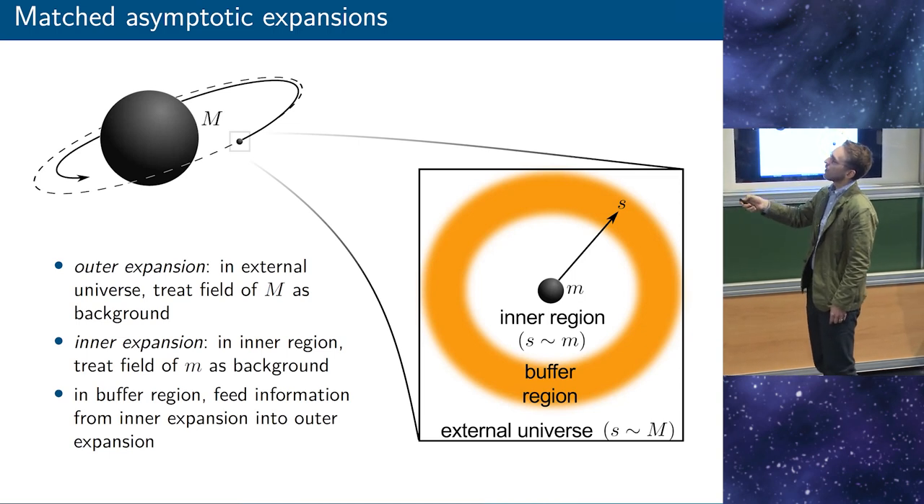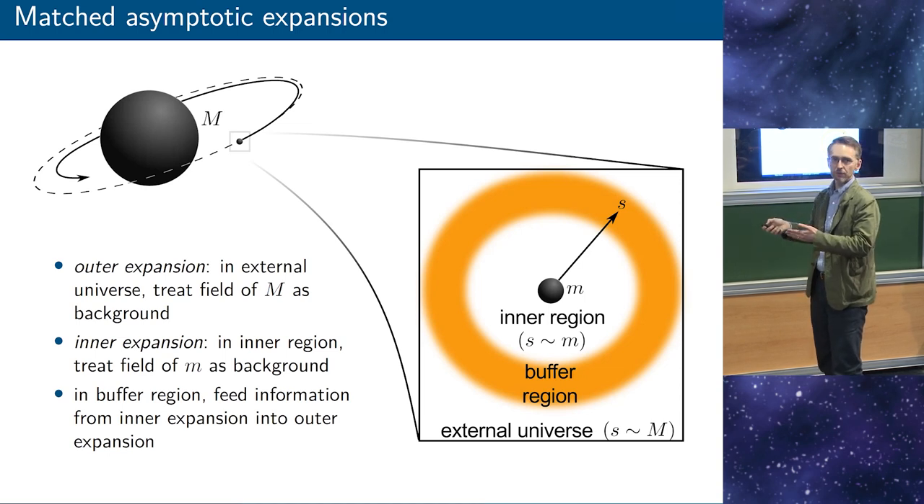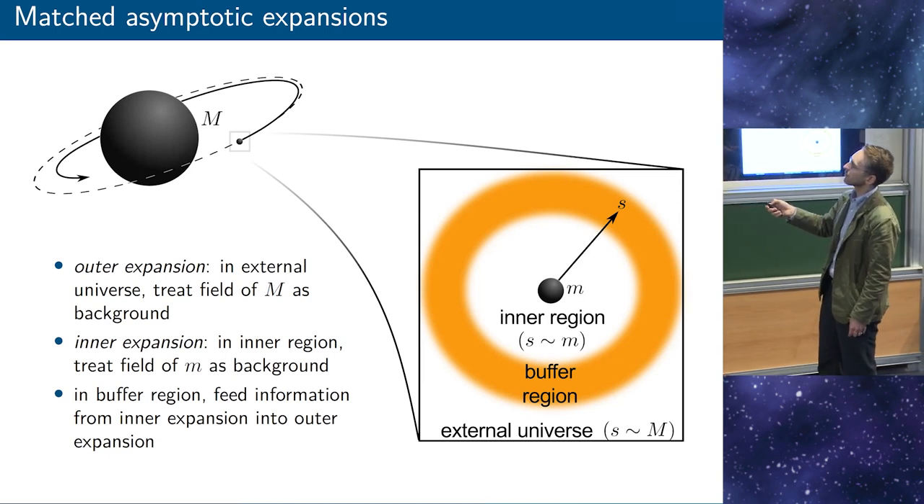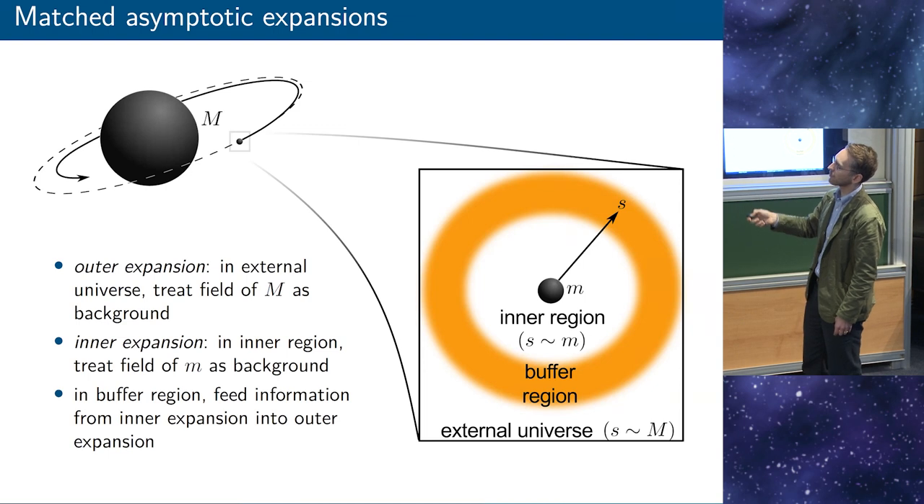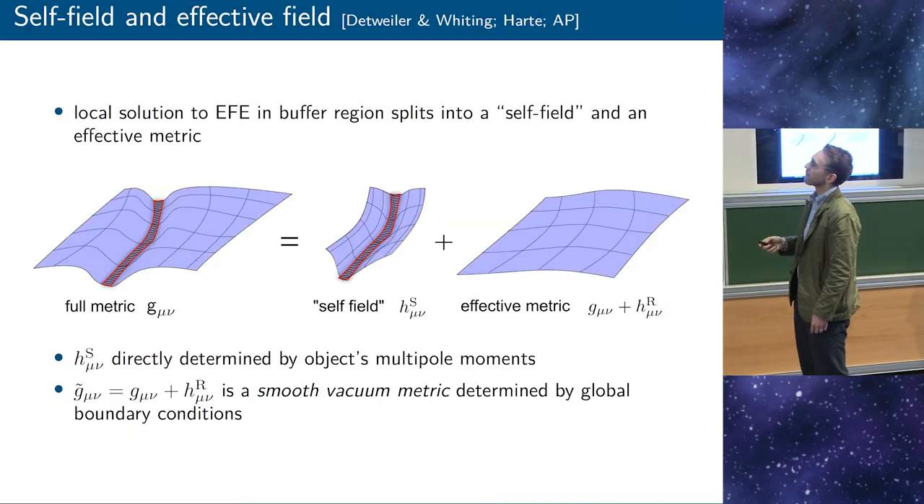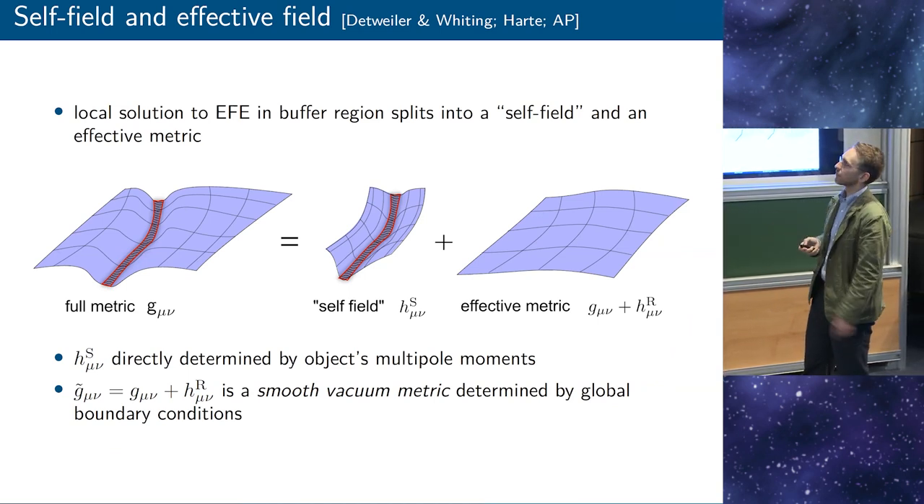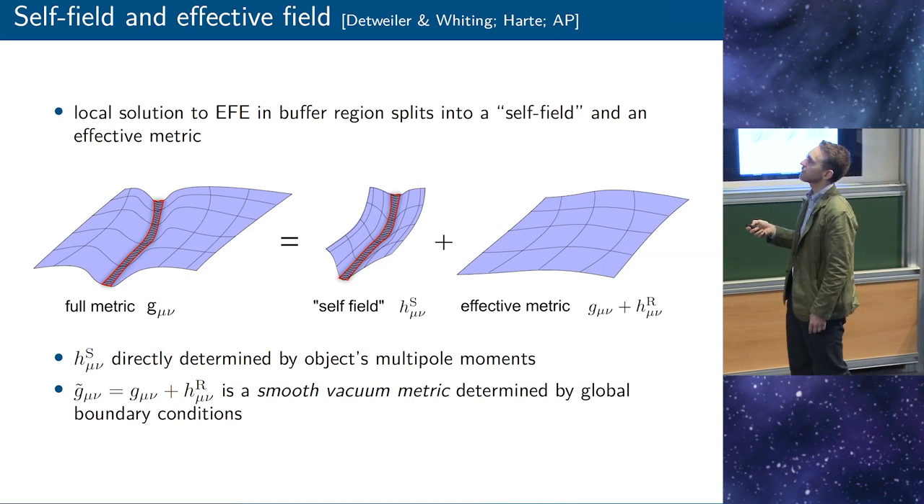And then in this buffer region in between the two regions, you can feed information back and forth. And from my perspective, the important thing is to feed information from the inner region, the inner expansion, out into the expansion in the outside world, and essentially integrate out this small region. Okay, so the name of the game here is just solving the Einstein equations in that buffer region. And you get quite a bit of information just from the Einstein equations.